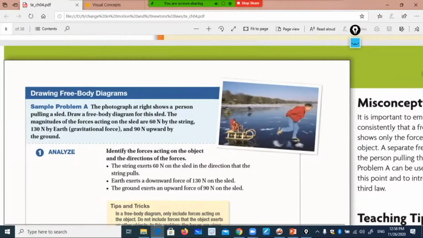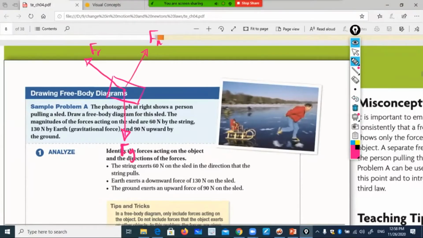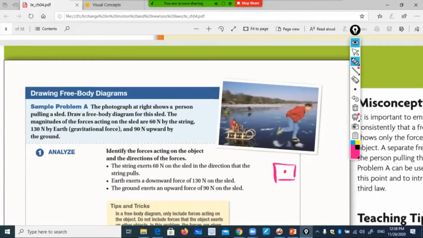The magnitudes of the forces acting on the sled are 60 newton by string. That is the string. Can you see this picture here? We have string and we have sled and this is pulled by this man. Now how can we draw this problem? At the beginning we will draw this object like a box. That is the object, and we will make a point in the middle.